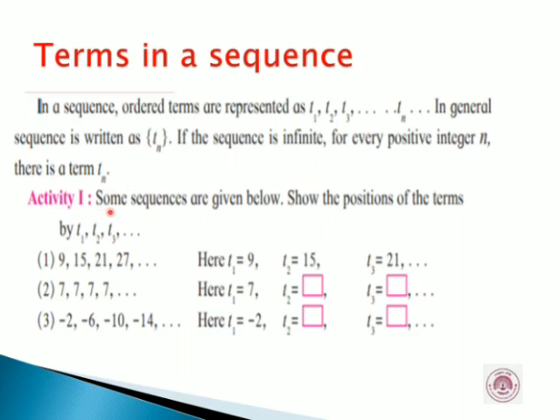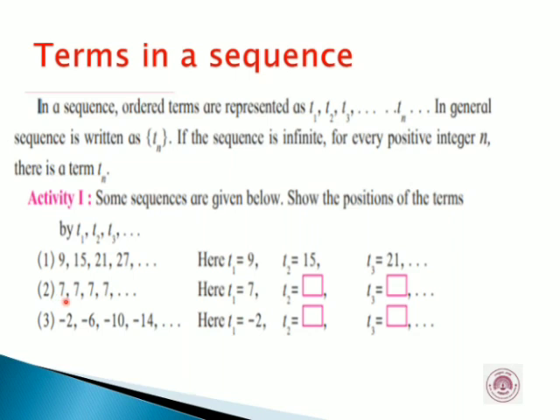Now let us do an activity. Some sequences are given below. Show the positions of the terms by T1, T2, T3, etc. First sequence is 9, 15, 21, 27. Here what is the first term? First term of the sequence is 9. So we write T1 is equal to 9. Second term is 15, so we write T2 is equal to 15, T3 is equal to 21 and so on.